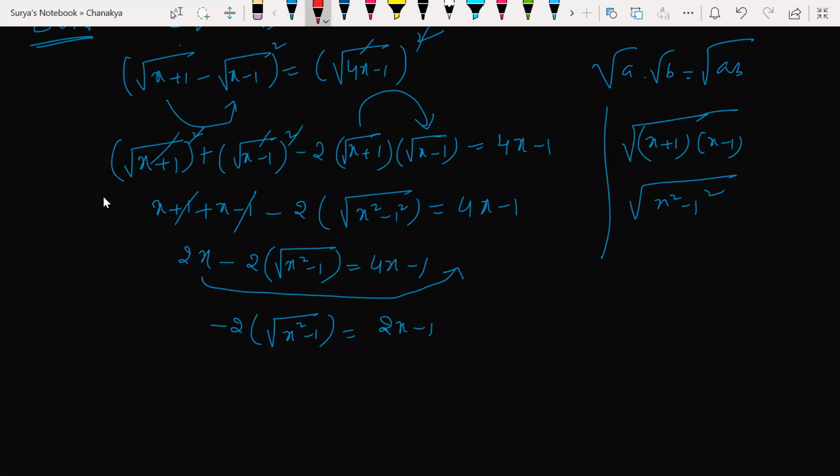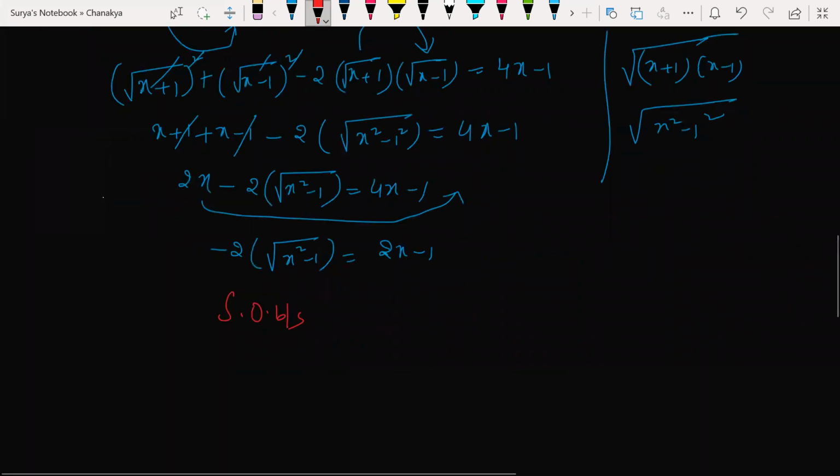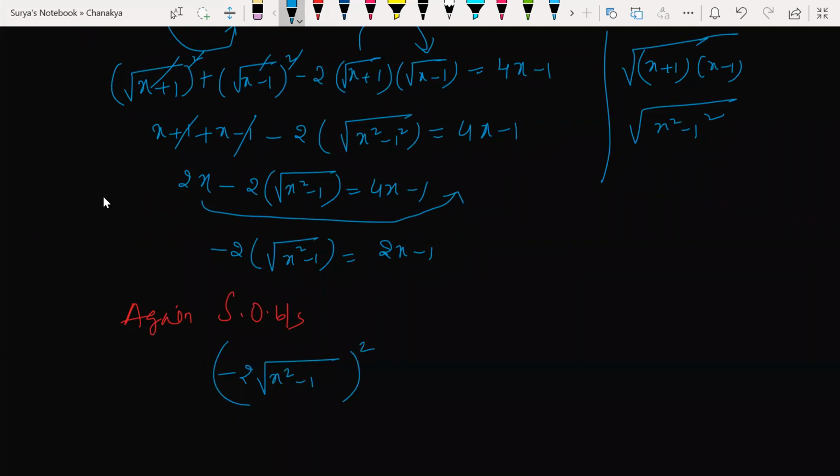Again, I have some roots over here. Guys, always remember, wherever you have roots, there is allergy. It's the allergy part. So for avoiding roots, what must I do? I must square on both sides. If I square on both sides, what am I going to get again? Minus 2 times of x square minus 1 whole square, which is equal to 2x minus 1 whole square.